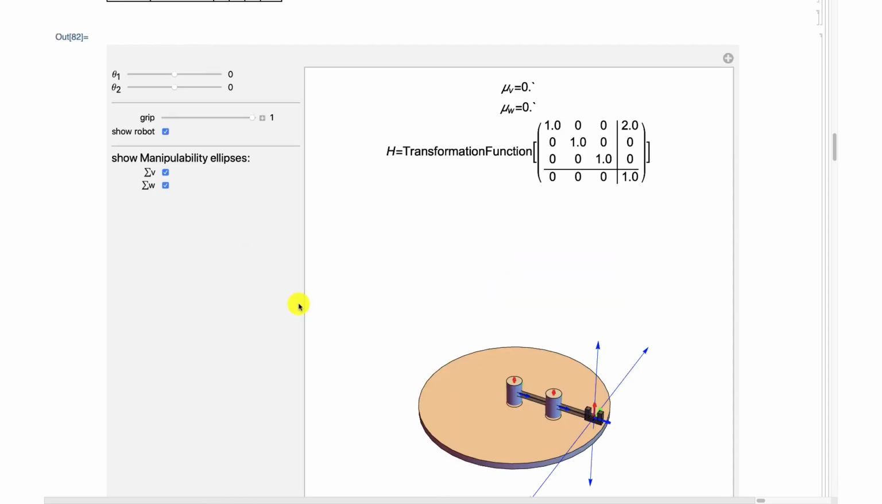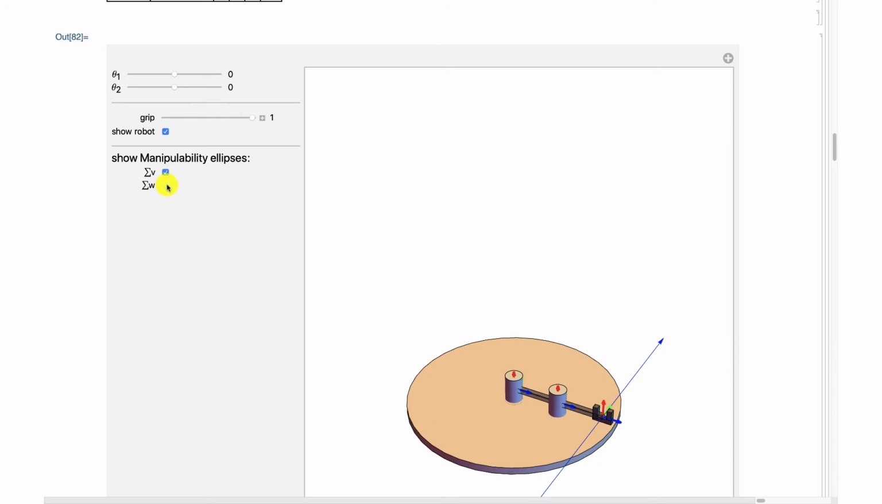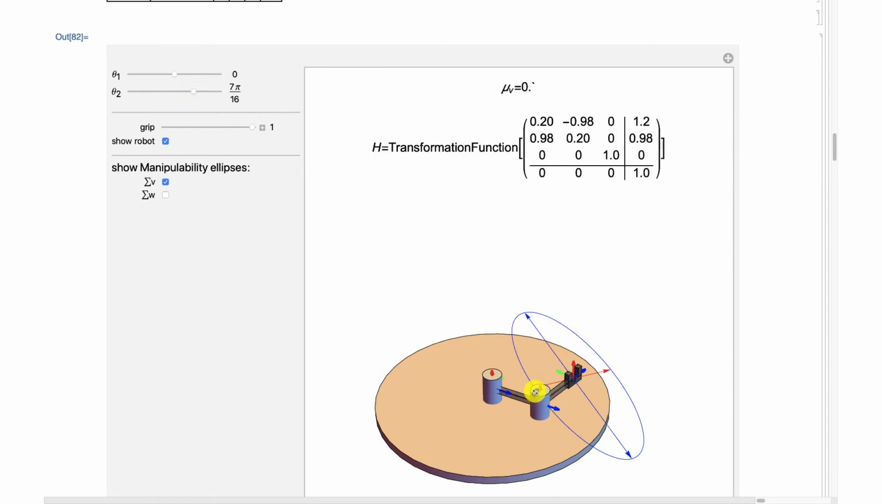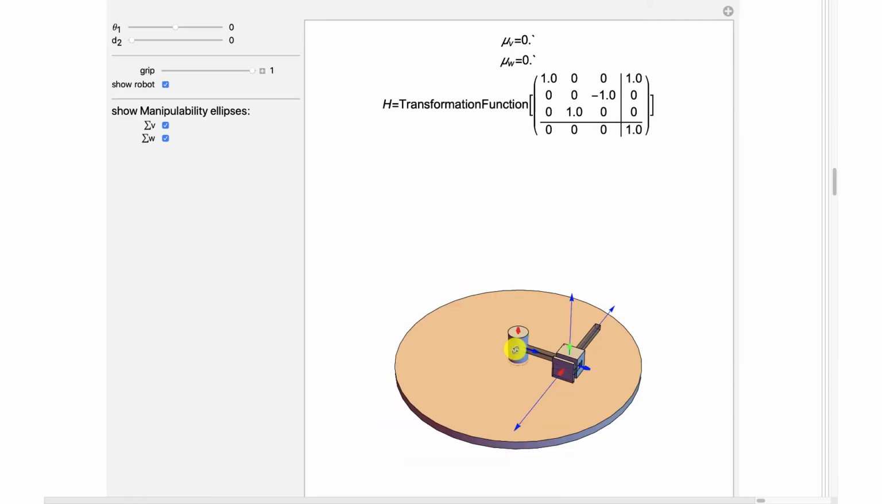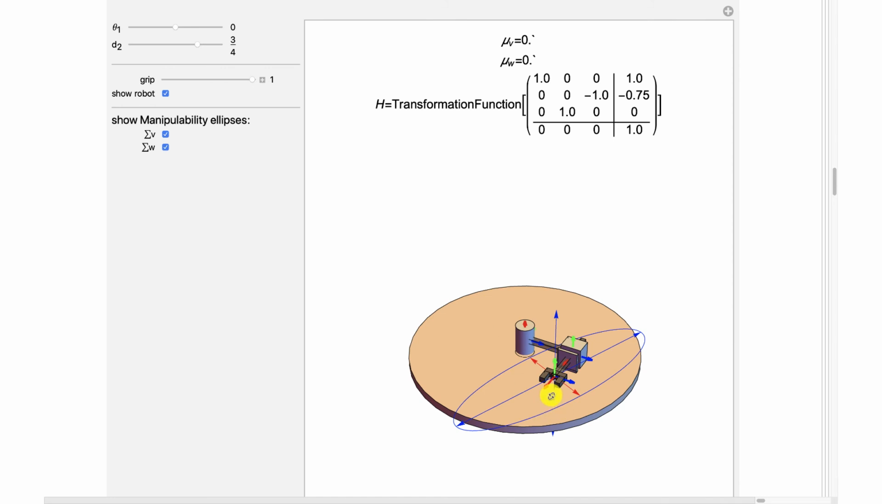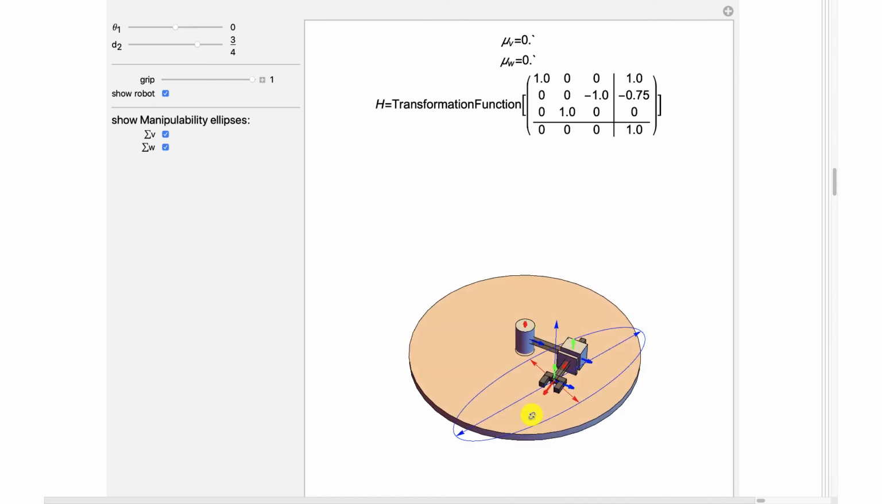Here is a two-link robot. We've seen these before. I'm showing both manipulability ellipses, both my linear velocity and angular velocity. The angular is not exciting, but over here you can see as soon as I split off here, then we get a two-dimensional set. Here is a robot that's got a prismatic joint out here. So as soon as we move that prismatic joint out, then we've got a two-dimensional set that we can move in.